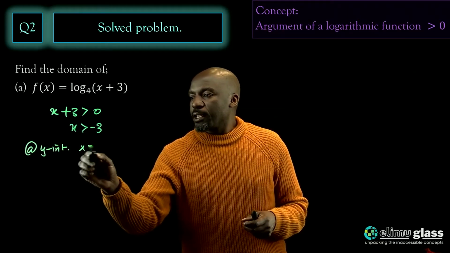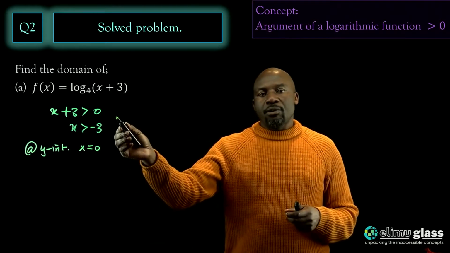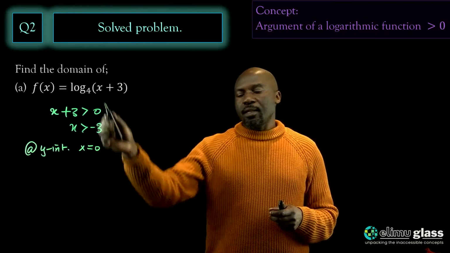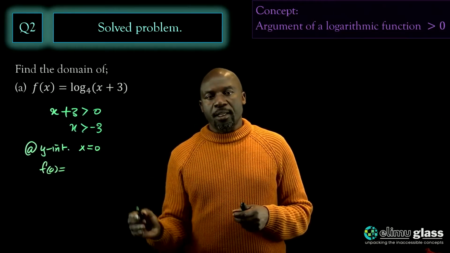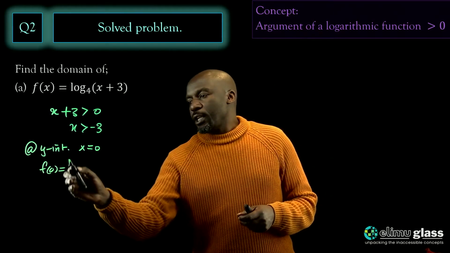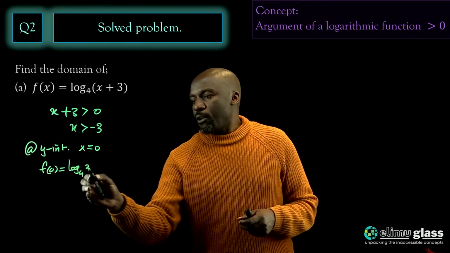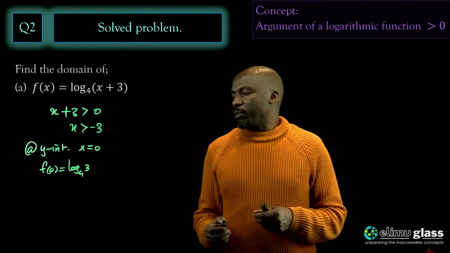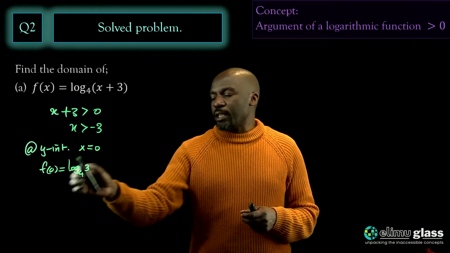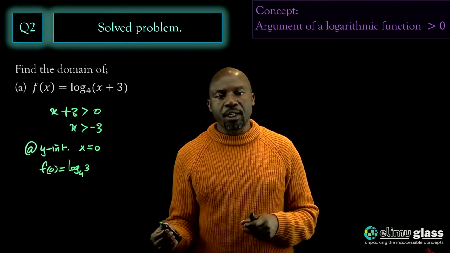At the y-intercept, x is 0. So if we want the y-intercept, we make x 0. We can see that f of 0 is log to base 4 of 3. So log to base 4 of 3, because we've made x 0. So the graph will cross at log to base 4 of 3. We don't need to find the exact value. We can, using a calculator.